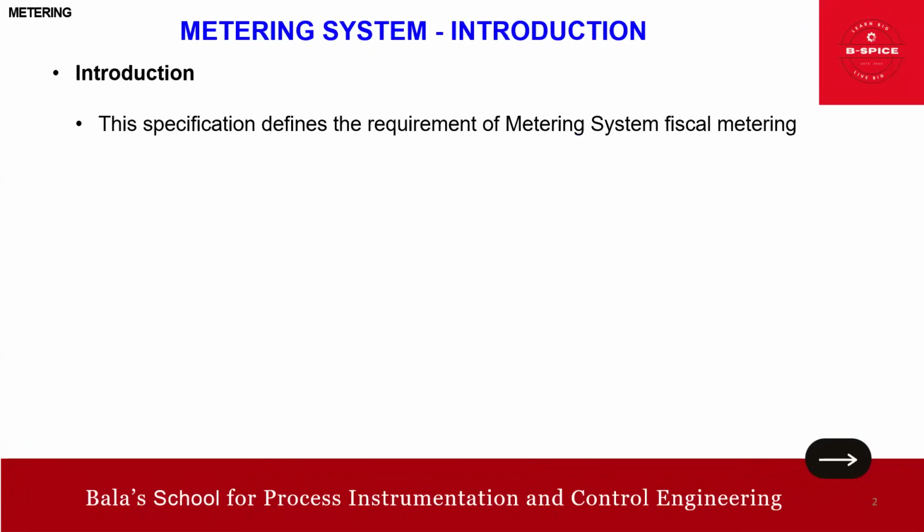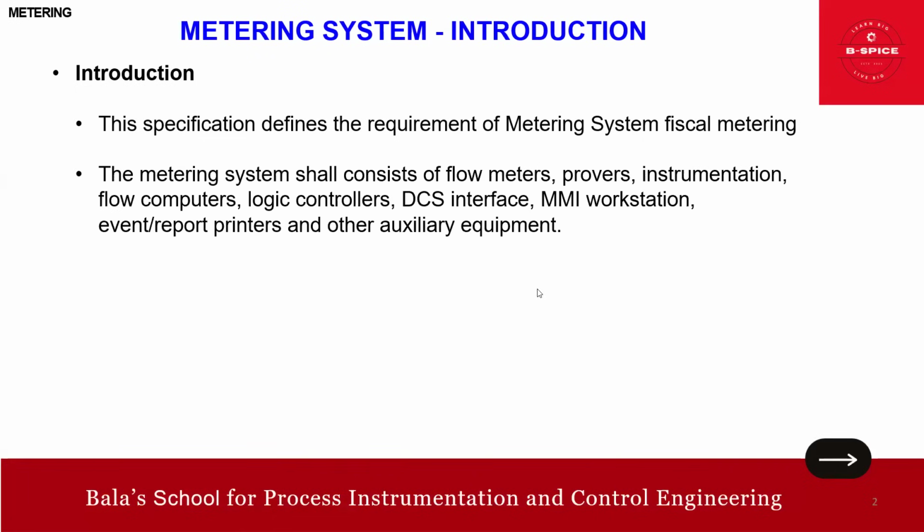Fiscal metering refers to the precise measurement and recording of the quantity and quality of a product, typically oil, gas, and other energy commodities, for financial and commercial purposes. This fiscal metering plays a critical role in the energy industry, especially in transactions between producers, transporters, and consumers. So that's fiscal metering. Back to the subject.